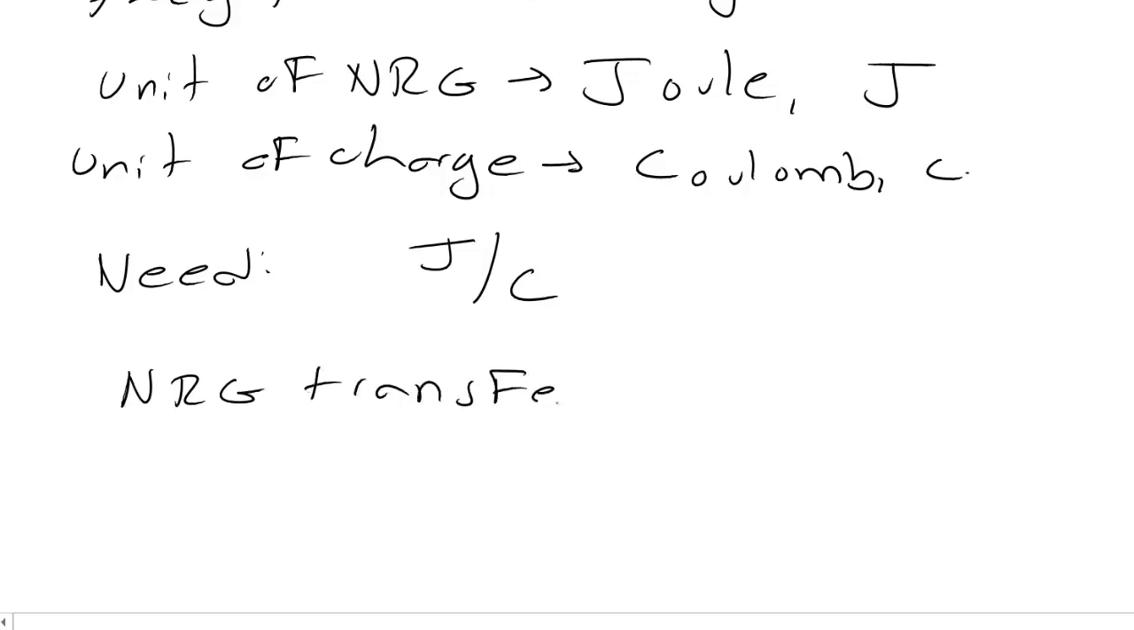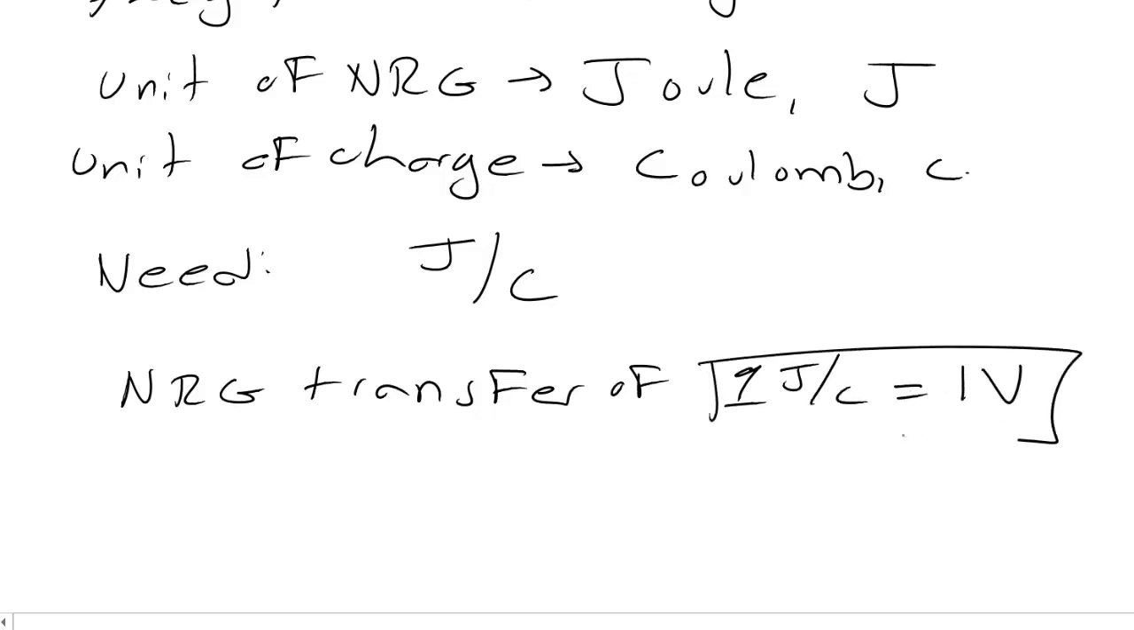Energy transfer of 1 joule per coulomb is equal to 1 volt. That is the definition of the volt. If a coulomb of charge gains 1 joule as it moves through a circuit, it has moved through a difference of 1 volt, or has gained an energy difference of 1 volt.